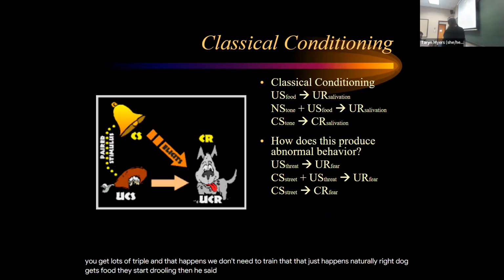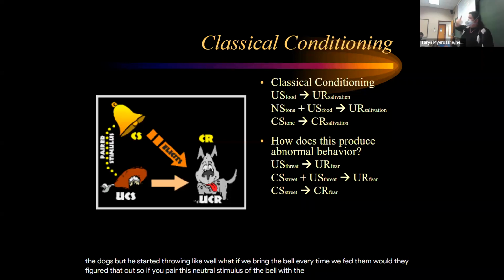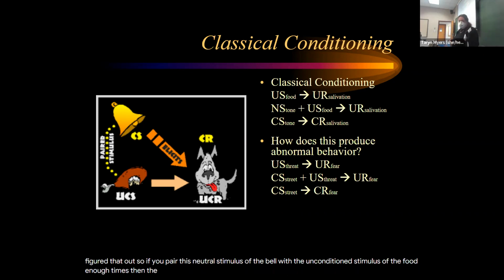Then he said, what we can do is take something neutral and pair it with that unconditioned stimulus. In the case of his initial observation, it was the footsteps of the people who fed the dogs, but he started thinking, well, what if we rang a bell every time we fed them? Would they figure that out? So if you pair this neutral stimulus of the bell with the unconditioned stimulus of the food enough times, then the dog will eventually start to drool just to the bell, just like they did with the footsteps.